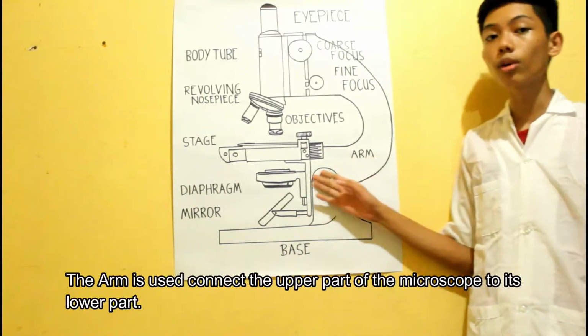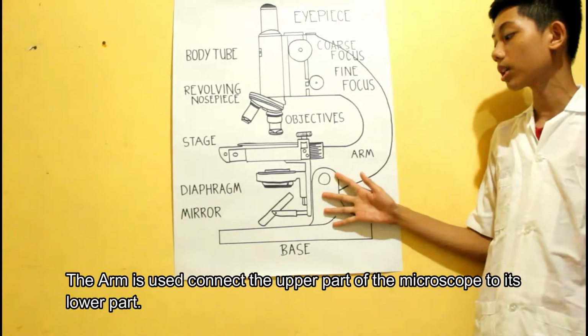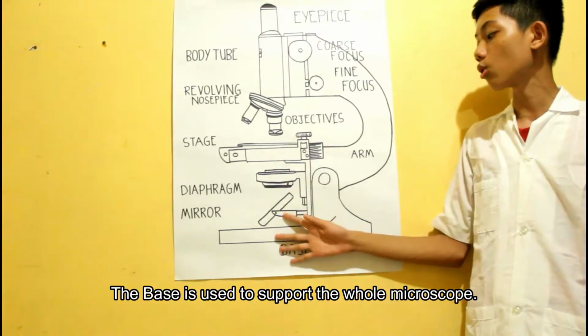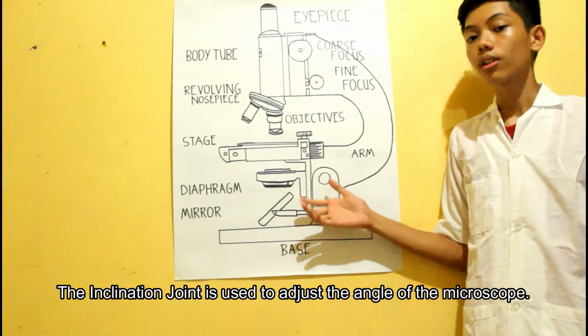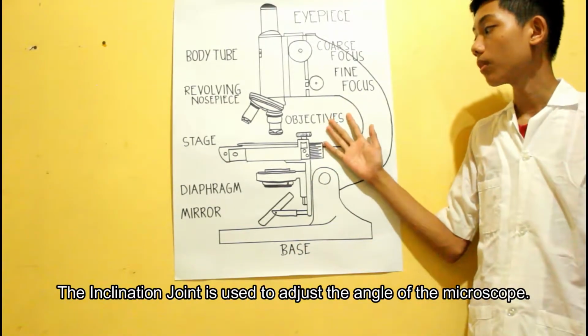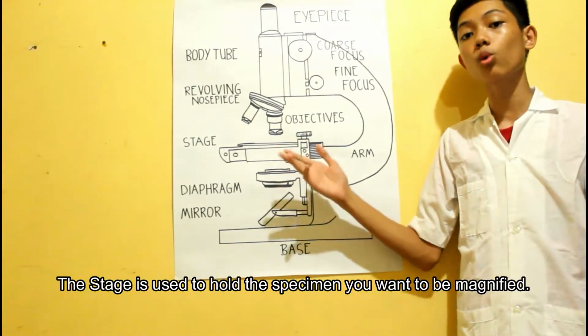And the arm connects the upper part of the microscope and the lower part of the microscope. And the base is used to support the whole microscope. Here is the inclination joint. It is used to adjust the angle of your microscope, and the stage right here is used to hold the specimen that you want to be magnified.